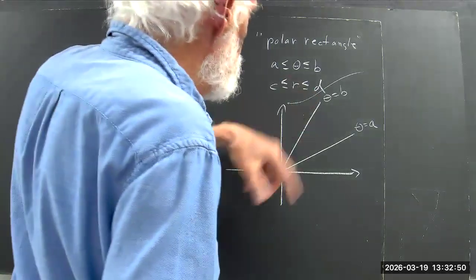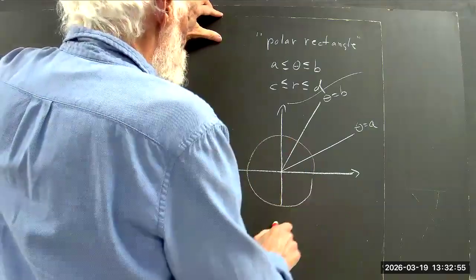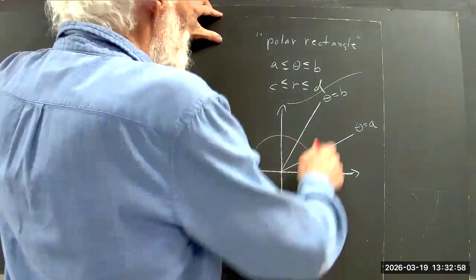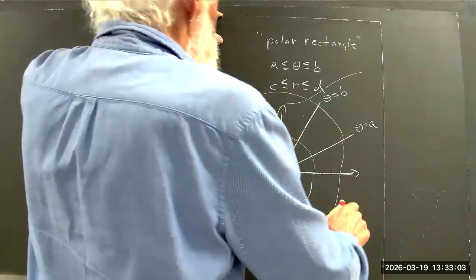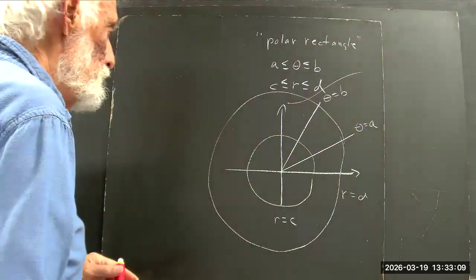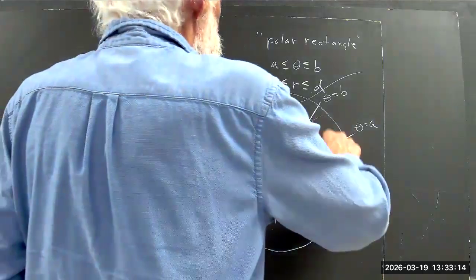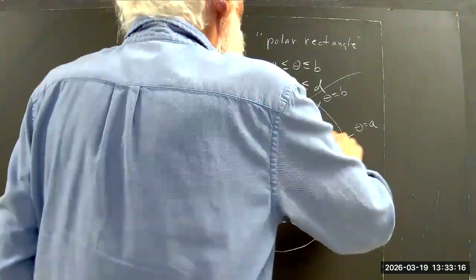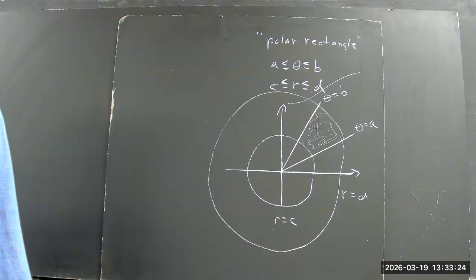Now, R from C to D. Well, if R equals C, that means you're on the circle. R equals C. R equals D means you're on the circle. R equals D. So where's our region? Well, it's this region right in here, isn't it? Make sense? If it doesn't, ponder it till it does, because it's pretty straightforward.